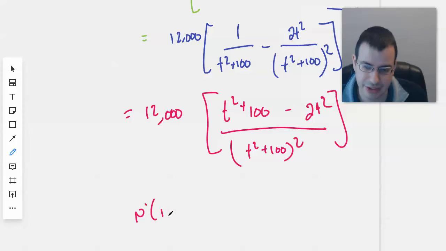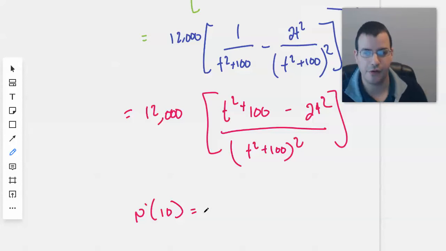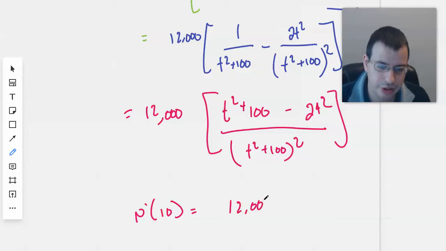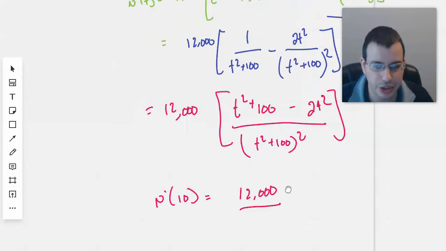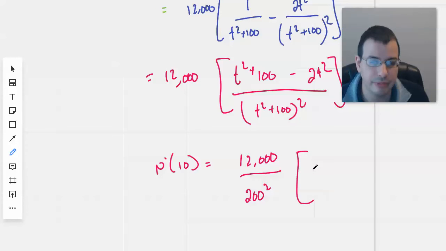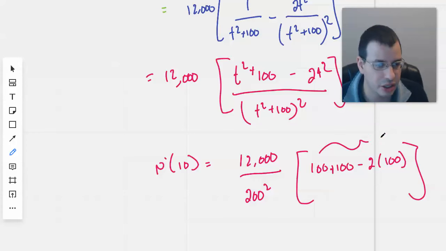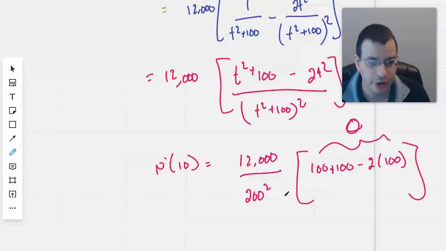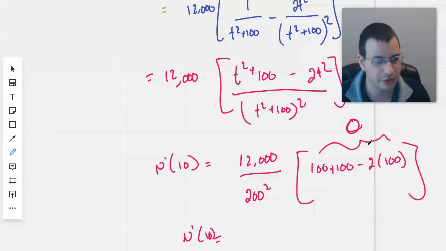So n prime of 10 equals, we're going to have 12,000, and then on the bottom we're going to have 10 squared is 100, plus 100 is 200, so we'll have 200 squared. And then on the top, we'll have 10 squared is 100, plus 100 minus 2 times 100. So what this gives us then is 0. So n prime of 10, this part's irrelevant because that part right here is 0.